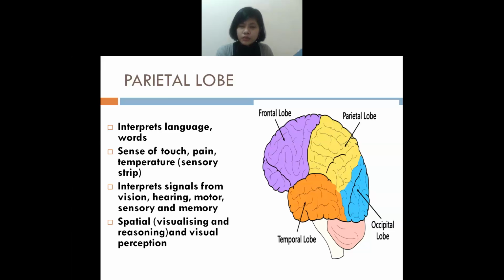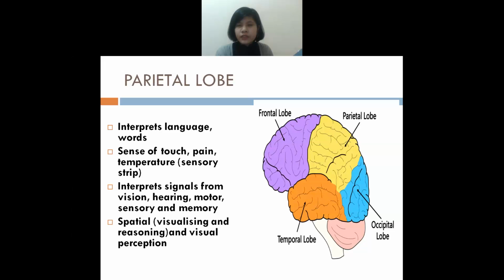Next is pain. Pain means if somebody hits you or punches you, if somebody does that, you'll be able to know it with the help of the parietal lobe. Next is temperature. In temperature, you'll be able to know the sense of temperature, that is hot or cold. So in that also, the parietal lobe helps.